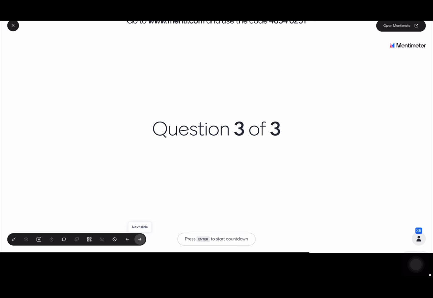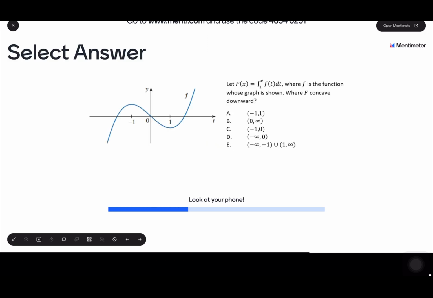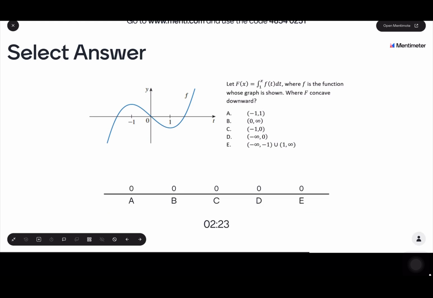Question 3. Get ready. It's actually the same thing as chapter 4, the derivative, but it has the integration in the equations. So you need to apply the fundamental theorem of calculus when you differentiate the function. Remember, the graph is the small f, but the function is the capital F.